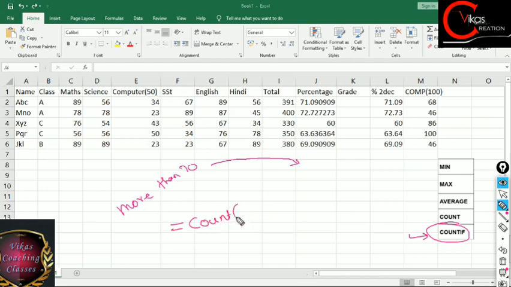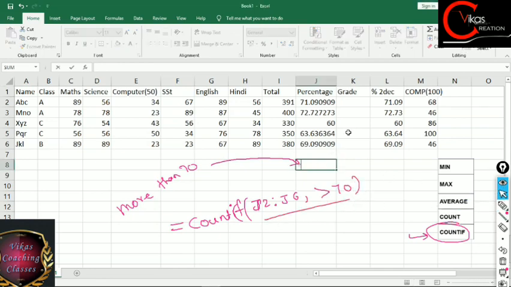COUNTIF, फिर यहाँ पे सेल रेंज मेरी आ जाएगी जो कि चलेगी J2 से लेके J6 तक, कॉमा, more than 70. मुझे बस इतना सा लिखना है. देखो मैं कैसे लिखता हूँ यहाँ पे भी.